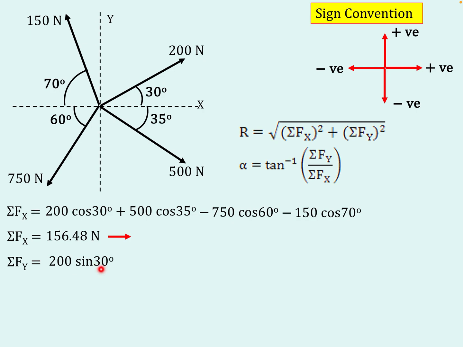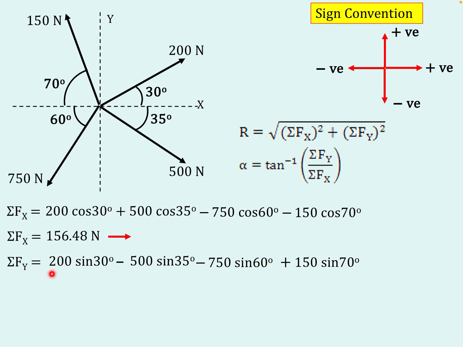The trigonometric function to calculate the y component, we know, is F sin theta. In the same manner, minus 500 sin 35, since the y component is downward. Minus 750 sin 60, y component is downward. Plus 150 sin 70. So we have measured the angles made by all the forces with the x-axis only. So for x components cos, for y components sin.